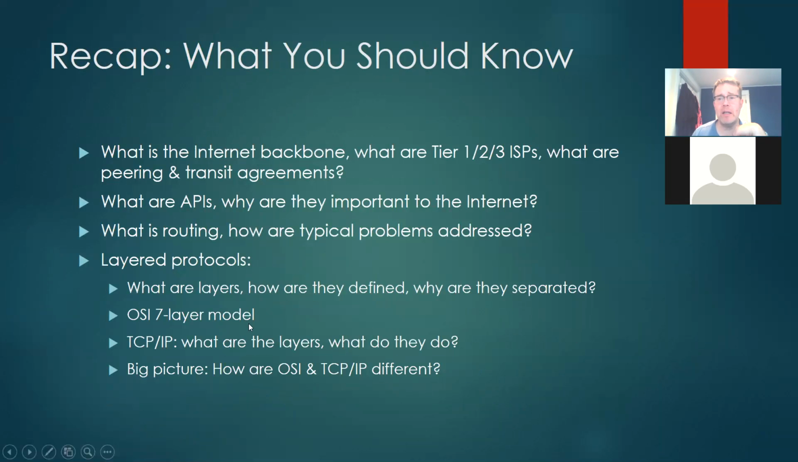Very good. And layered protocols. We spent some time talking about that. So what are the layers? How are they defined? Why are they separated? Right? More generally, what are layers? We have the OSI 7-layer model. You should know the layers for that. You have TCP/IP. You should know the layers for that and what they do. And the big picture, right? How are OSI and TCP/IP different?